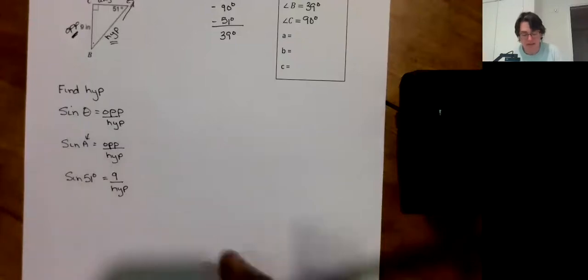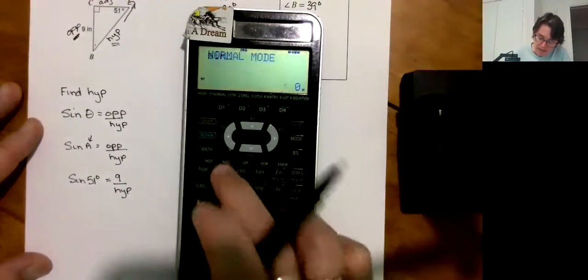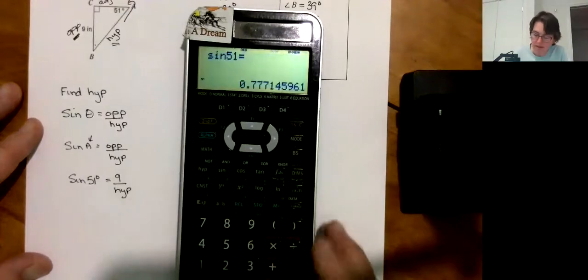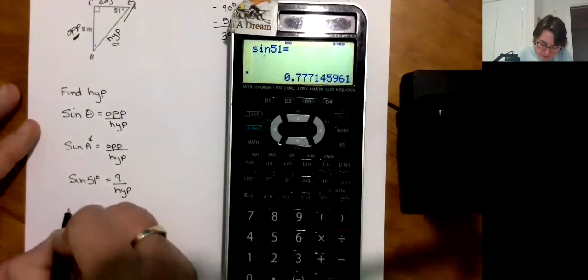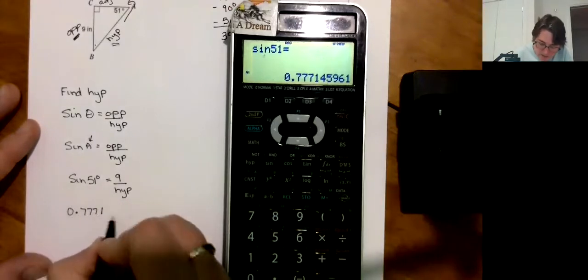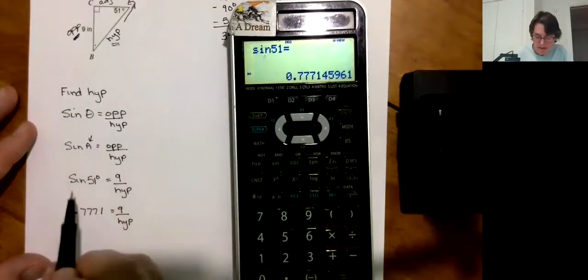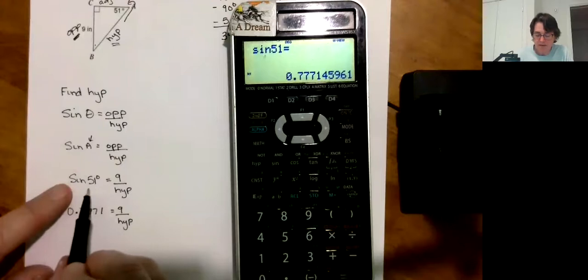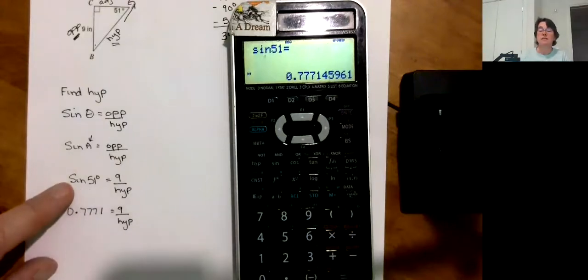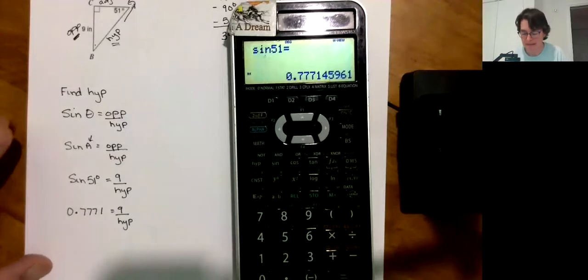All right, let's get rid of that sine 51. So sine 51 on my calculator is 0.7771. If you have a sine and you actually have the angle, then you just have to hit the sine button and type in the angle. It's when you don't have an angle, if you have an A sitting there, that's when you have to use the inverse. Not so much on this question, probably on the next one.